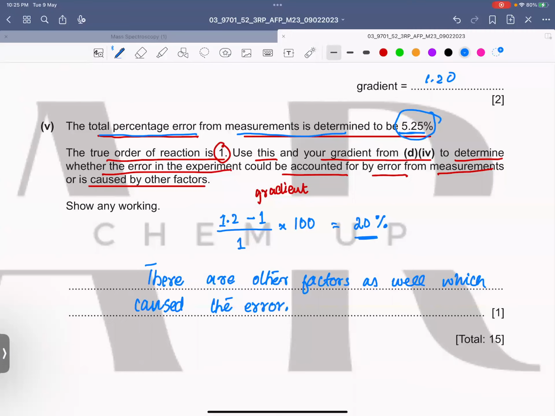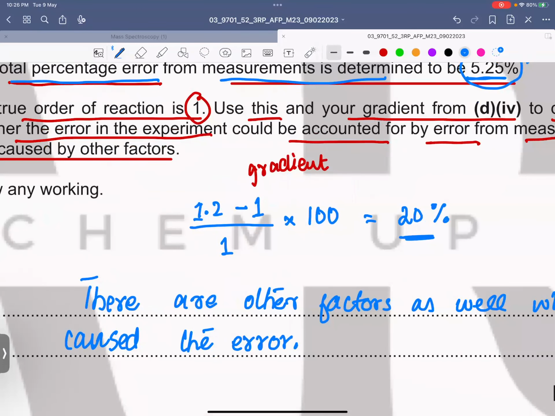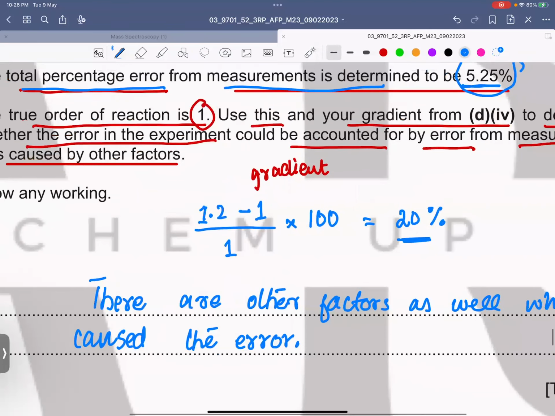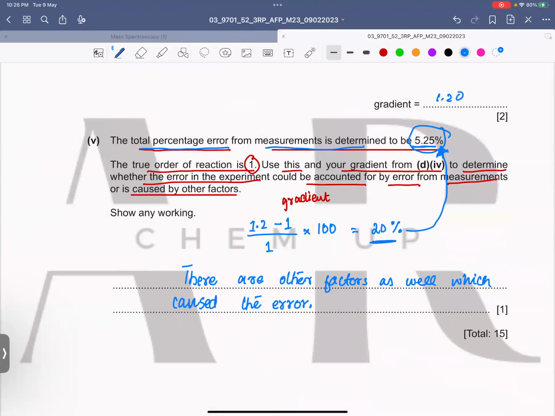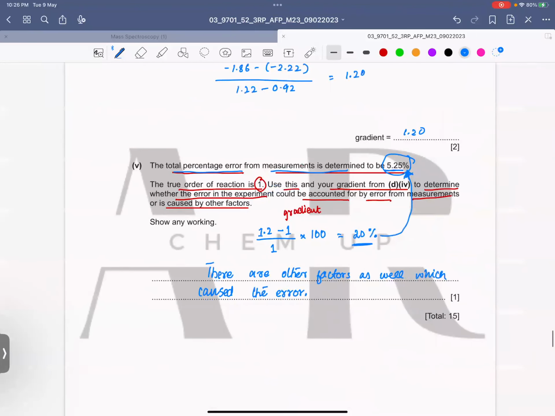Is this clear to everyone? Because what I did, I subtracted it from the gradient to get the difference between the actual order and the order that we have calculated over here. And then divided by the total order that is given to us, which is 1. And then times it 100 to get the percentage. And our percentage is much higher than the actual percentage error of the measurements, which is clearly indicating that there are other factors also which are causing the error, not just the measurements. Okay.